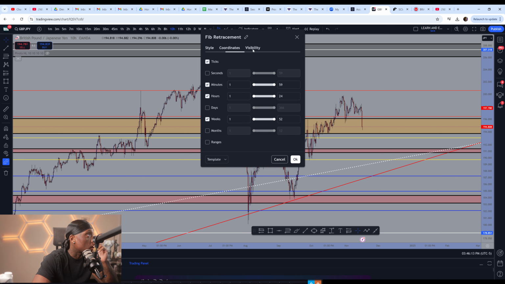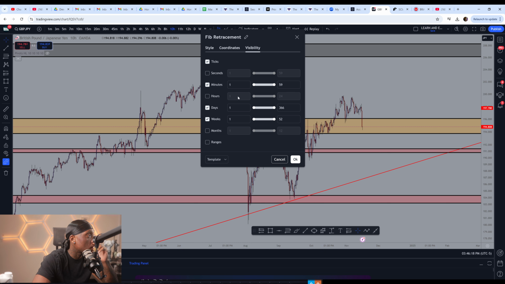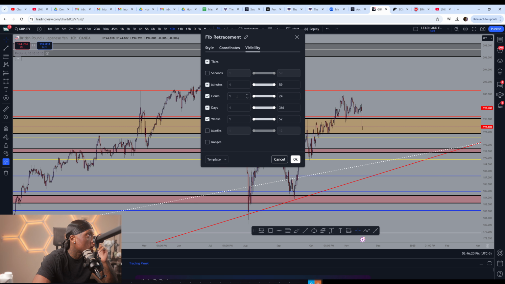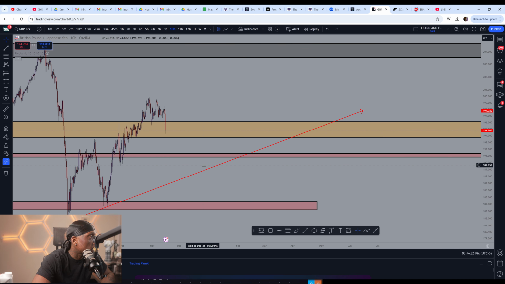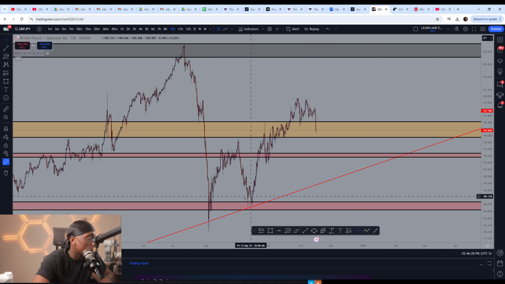So we're going to change the visibility of our fib. We're going to leave it for the days, we're going to leave it for the hours, but we're going to leave it for the 11-hour and higher. So now we're just looking at supply and demand via the higher time frame and this trend line that price seems to be bouncing off of.